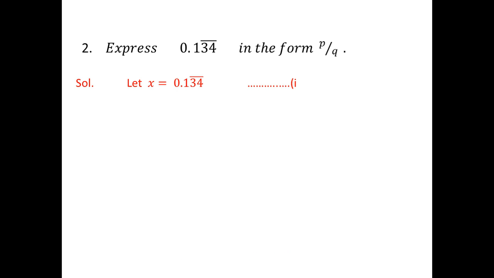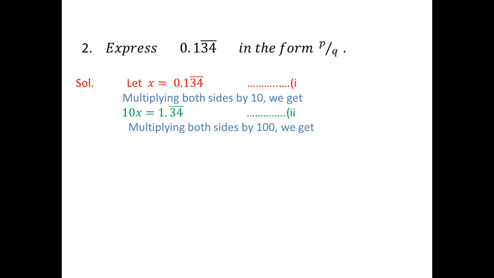Let it be x. Now we have to shift 1 to the left of the decimal. For that we multiply both sides by 10 and we get 10x equal to 1.34 bar. Now the question becomes the same as the previous questions. Now 3 4 bar, 2 digits are repeating again and again. So we multiply both sides by 100 and we get 1000x equal to 134.34 bar. Mark it as equation 3.